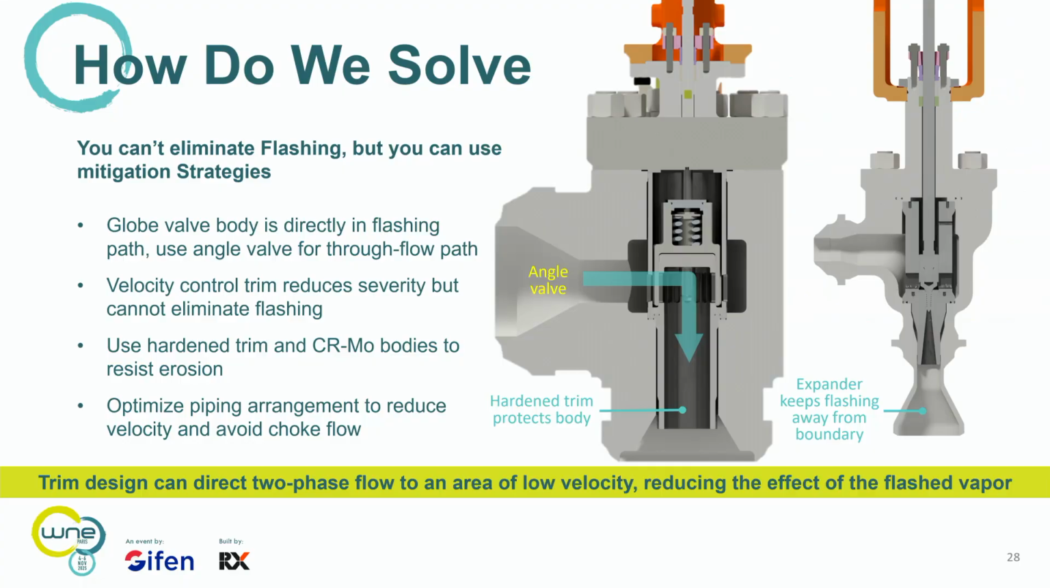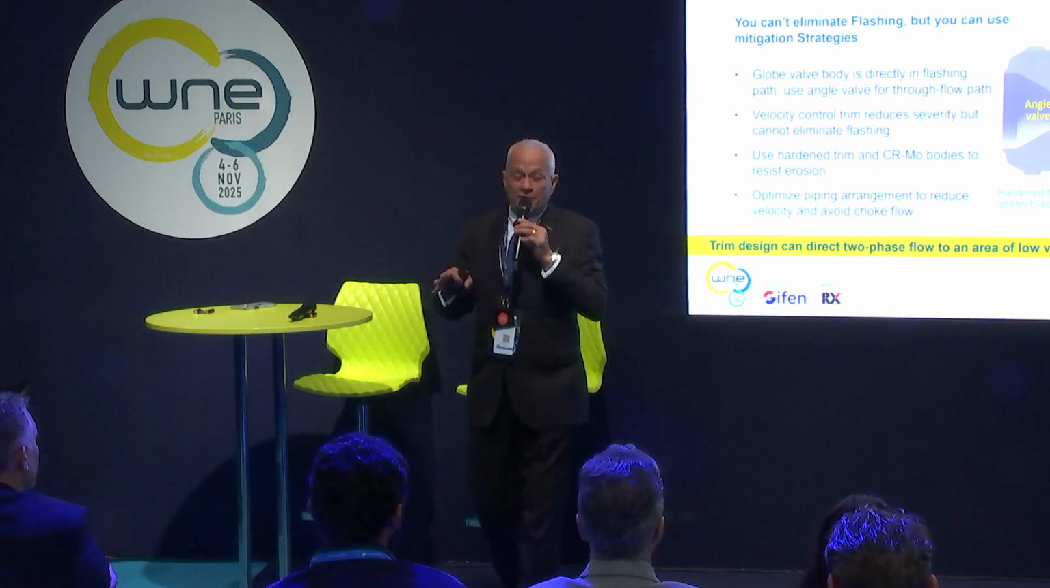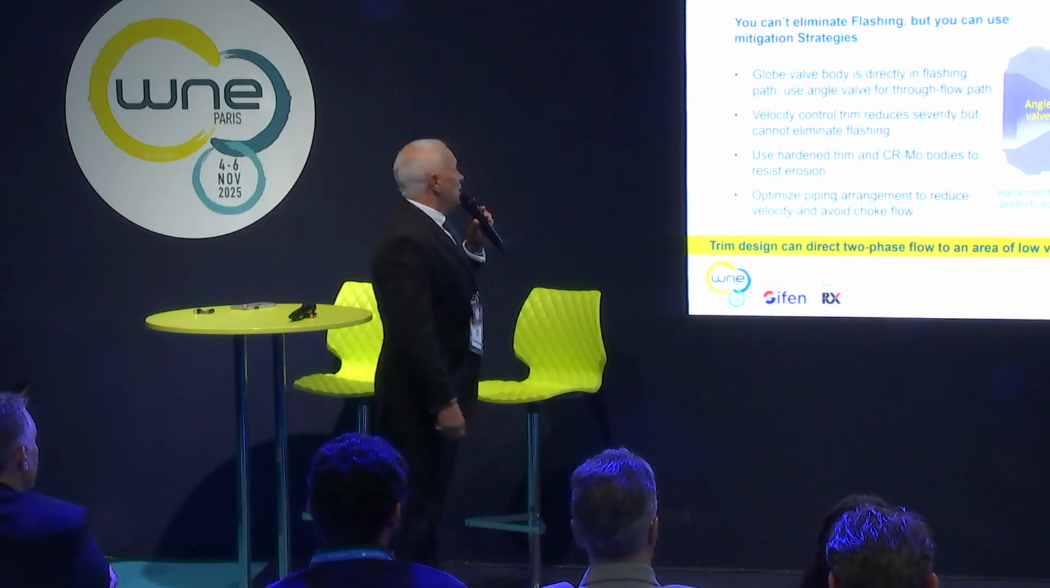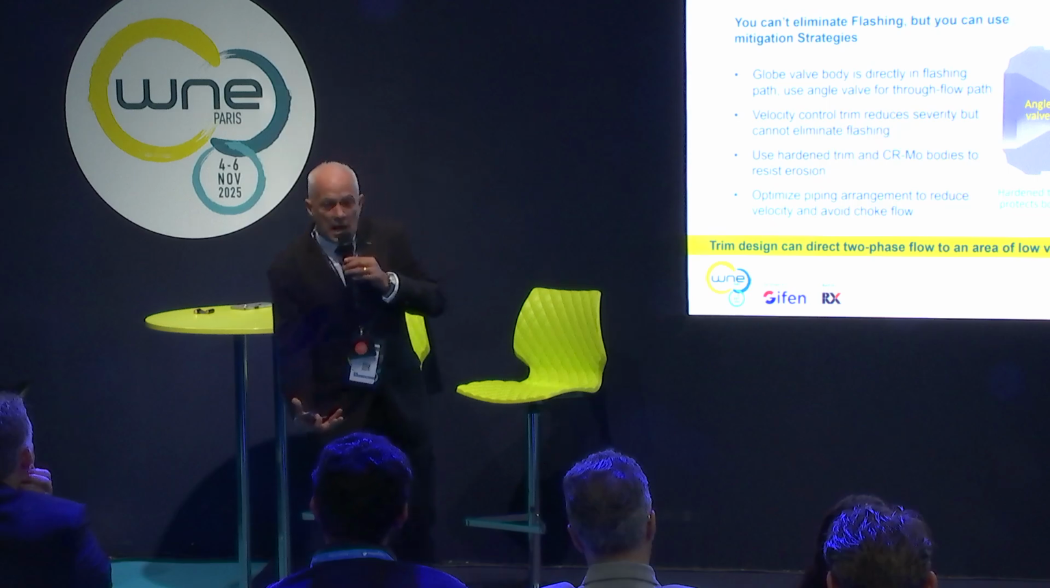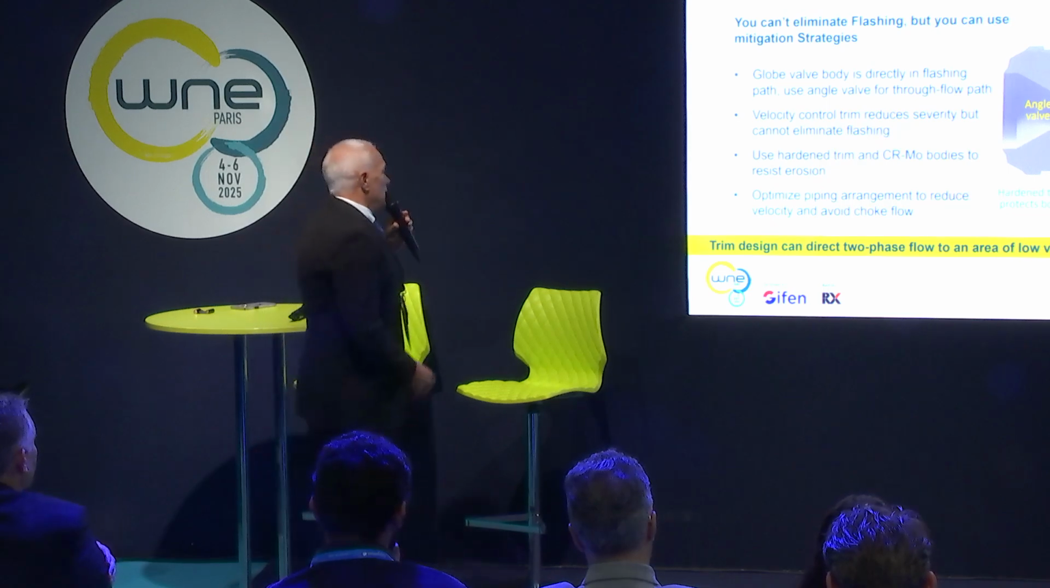Well, globe valves is basically the flashing in the direct area of the flashing. So in all cases, when possible, you want to use an angle valve for any flashing application. Okay? Velocity trim, as I mentioned, can reduce the severity, but it's going to flash anyway. All right? You can use hardened trim. You can put weld blobs on the bottom of the body.